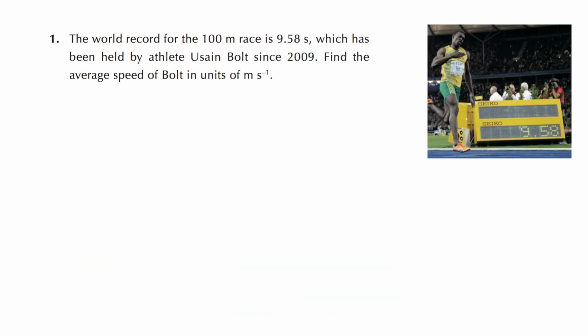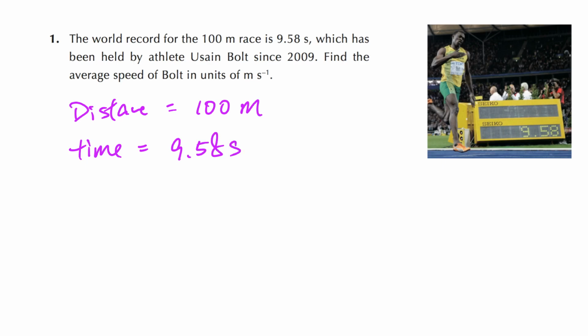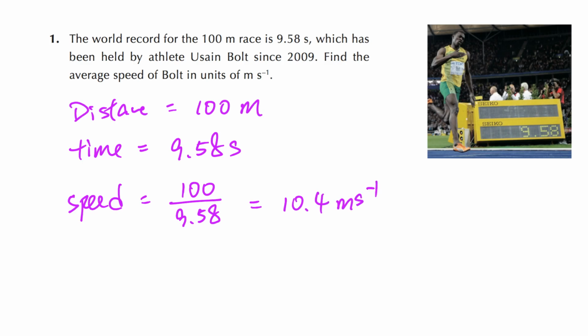Okay. And then another example, let's have a look at the fastest man in the world. The distance this time he traveled is 100 meters, and the time that he used is 9.58 seconds. So the speed will be equal to 100 over 9.58. Therefore it will be 10.4 meters per second. Compared to the MTR, that's actually really fast.